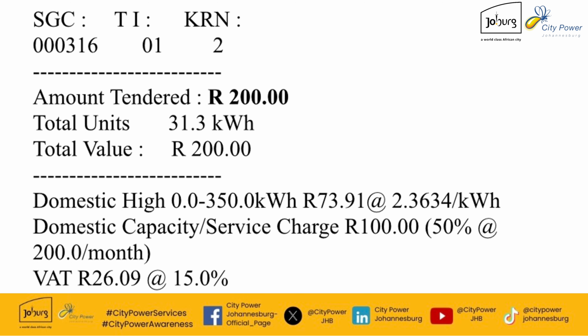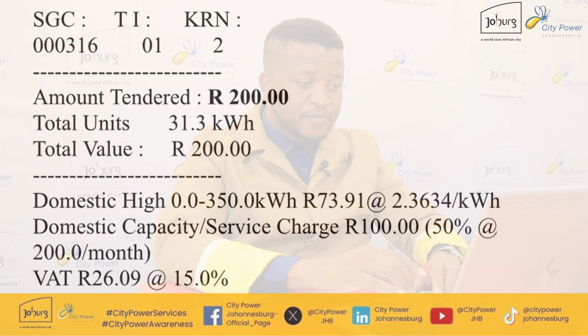the prepaid high tariff. Prepaid high tariff Block 1 is 2 rand and 34 cents per kilowatt hour. Therefore, the 73.91 is divided by the kilowatt hour rate of Block 1, meaning that the customer will receive 31.3 kilowatt hours. As can be seen by this example, the customer only paid 100 rand toward the service charge, meaning that there is still a balance of 100 rand.